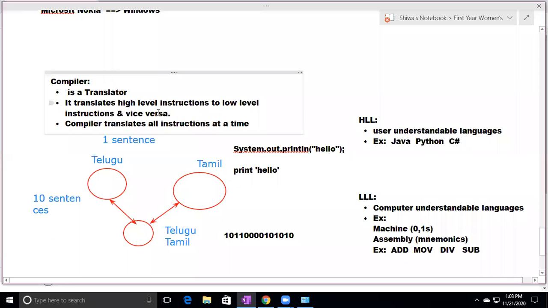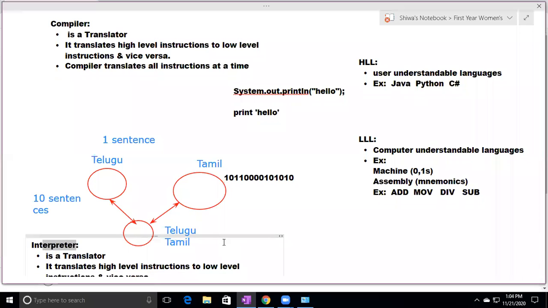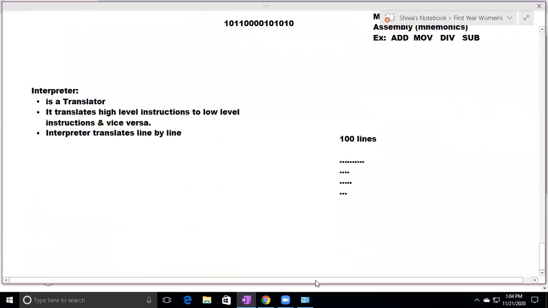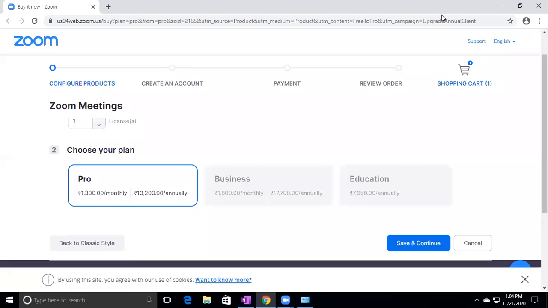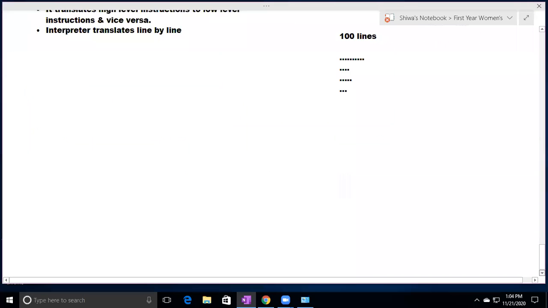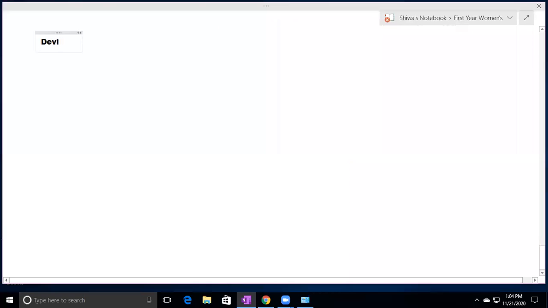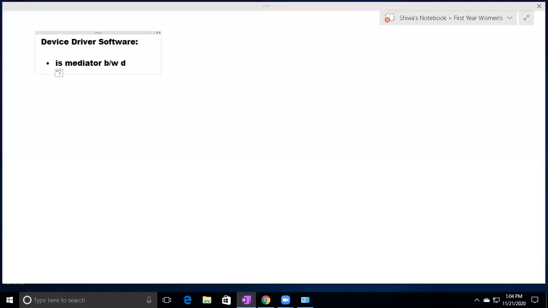Okay. Next one is device driver. What is device driver software? This device driver software is a mediator between device and the operating system. Shortly, I'm writing OS. So this device driver software is the mediator between device and operating system.